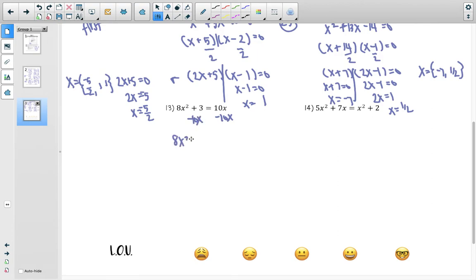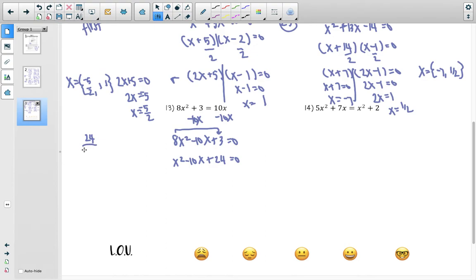That gives you 8x squared minus 10x plus 3 equals 0. 8 and 10 have something in common, but 3 doesn't. You have to ask yourself, what do all 3 have in common? They have nothing. So we have to do the bottoms up method. So we're going to multiply 8 by 3. That gives us positive 24. And then you're going to find the factors of 24.